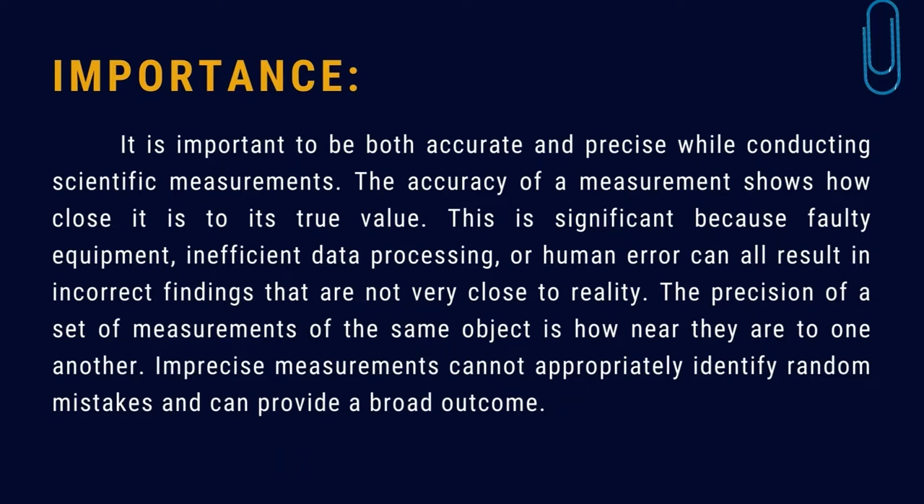The precision of a set of measurements of the same object is how near they are to one another. Imprecise measurements cannot appropriately identify random mistakes and can provide a broad outcome.